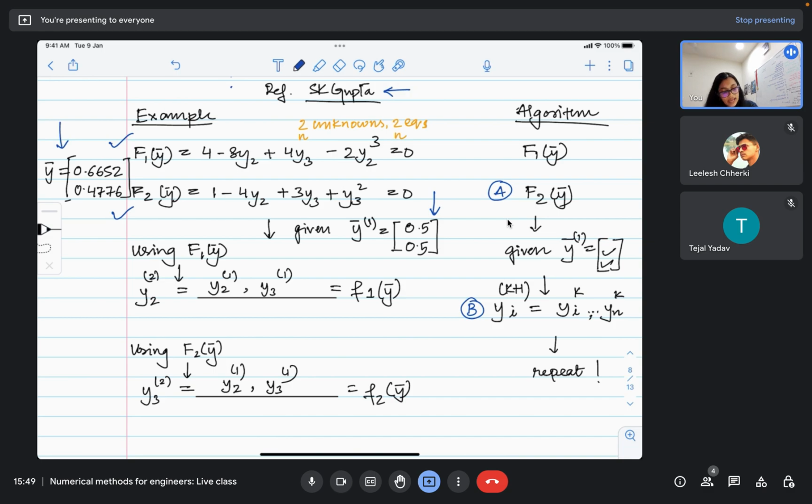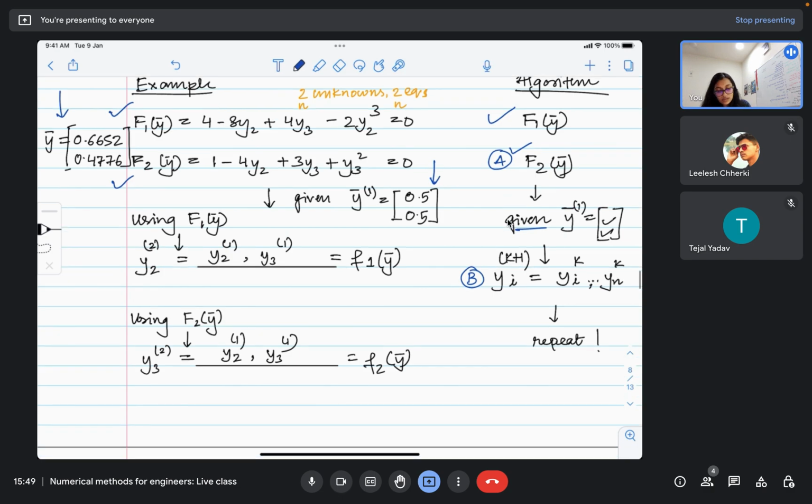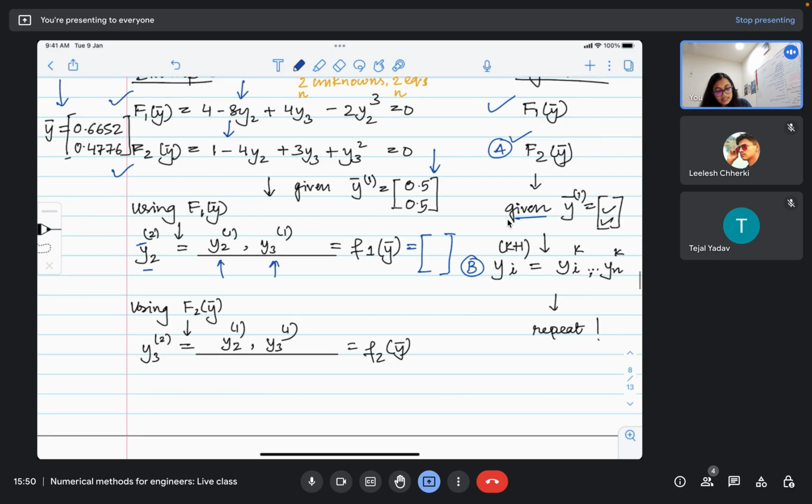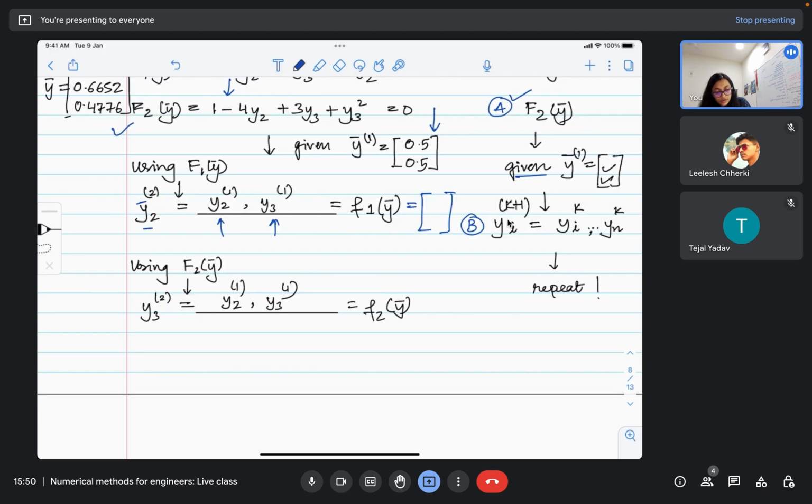So the algorithm says that when we are given these two functions and the initial guess, to find the next iterative value of y bar, we will use the initial guesses given to us for x2 and x3, substitute those values in this function and this function, and get the value for the vector. Similarly, again for the other function, for finding y3.